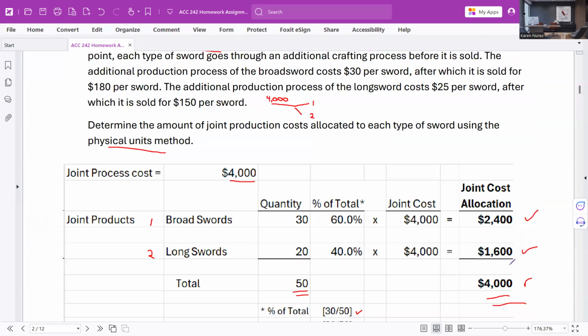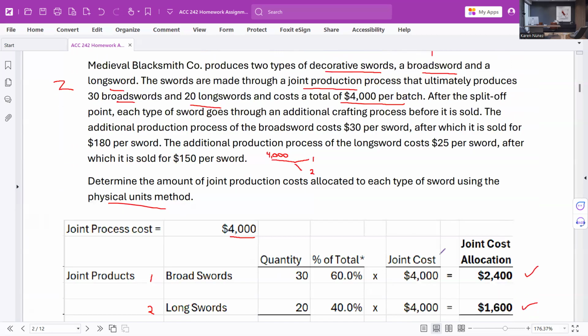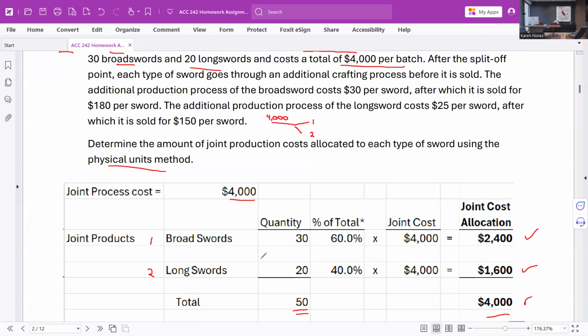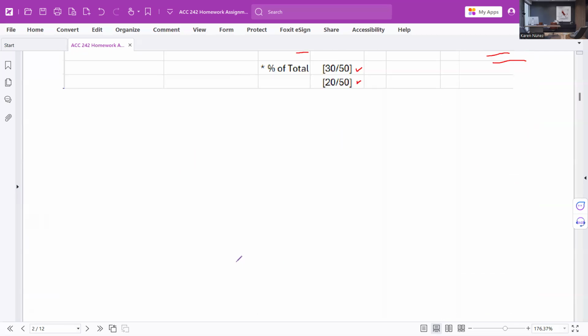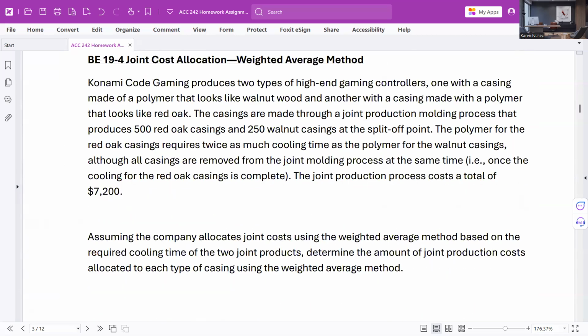That is the physical units method of joint cost allocation. All we're doing is allocating based on the physical units. Okay, that's pretty straightforward. The physical units method is the easiest and the most straightforward. The weighted average method is just a little bit more complicated. The approach is the same. We're going to find the relative proportions, but the proportions are weighted differently than with the physical units allocation.